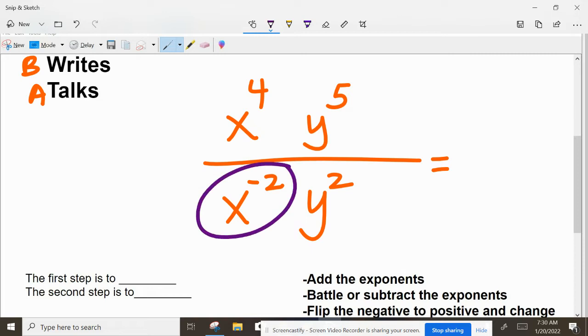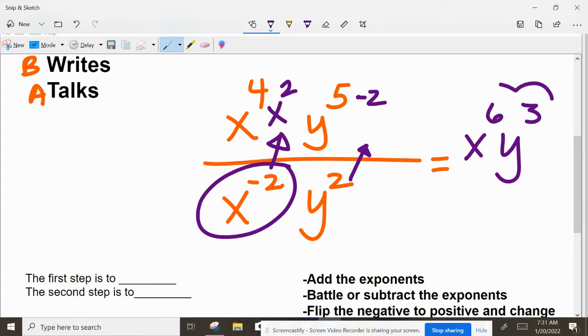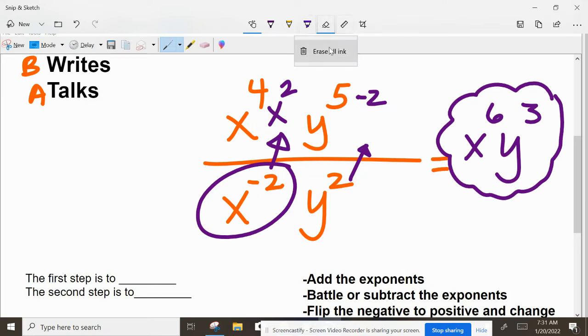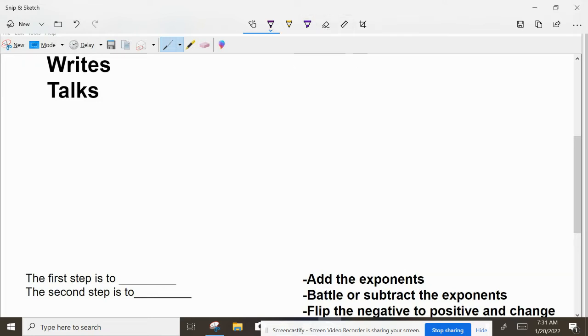This needs to go to the top and turn positive. So how many X's are on the top now? That's part of your answer. All right, and then what about this Y battle? Does this 2 come up and subtract? So you're going to get Y to the 3rd. That's your final answer. All right, the only tough part was moving this exponent, moving this negative. All right, let me show you.